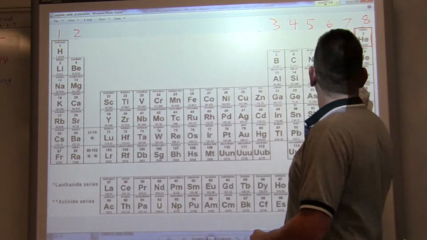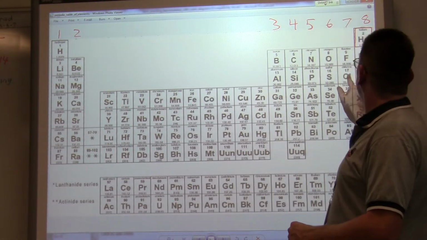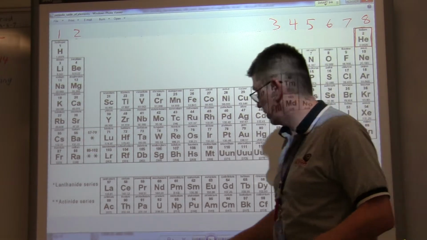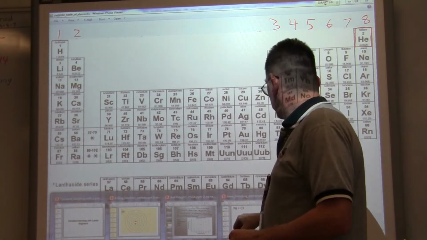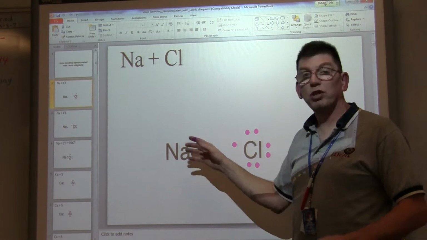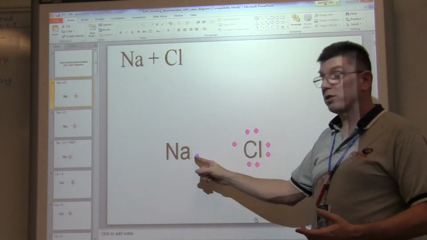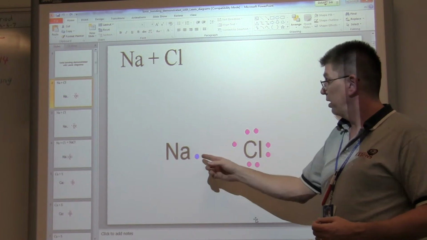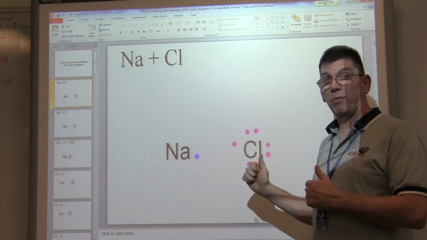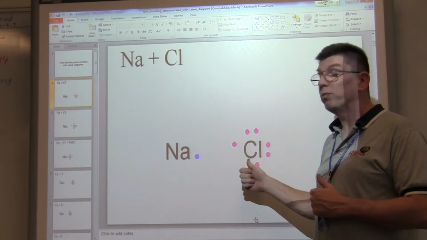Sodium and chlorine over here, element number 17, has 7 electrons in its outermost shell. So when I look in here, I will just draw the valence electrons, the ones that are on the outside. Sodium has 1, chlorine has 7. Sodium wants to get rid of that 1, and chlorine would like to take it.